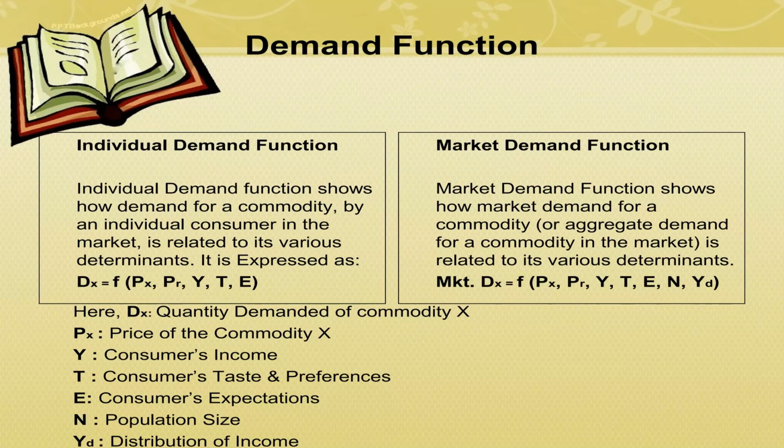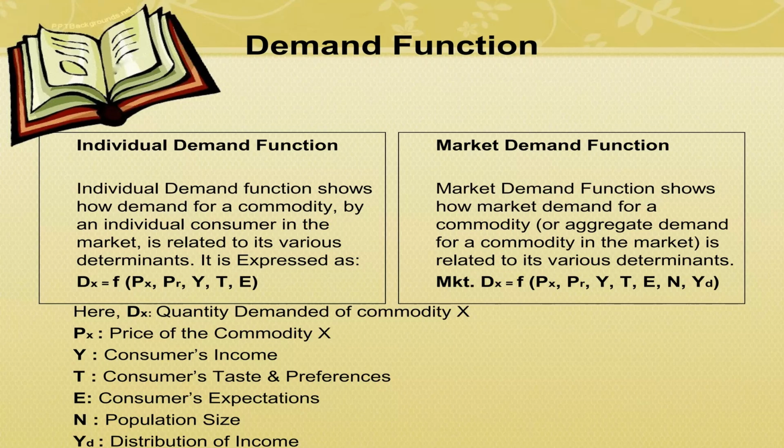Demand function. Demand function is the functional relationship between the demand and the various other factors that influence the demand. In this slide, you can see that demand function is also categorized into two parts: individual demand and market demand. The individual demand function shows how demand for a commodity by an individual consumer in the market is related to the various determinants. Various determinants in the individual demand are the price of the commodity, price of related goods, income of a consumer, taste and preference, and consumer's expectation for future prices.